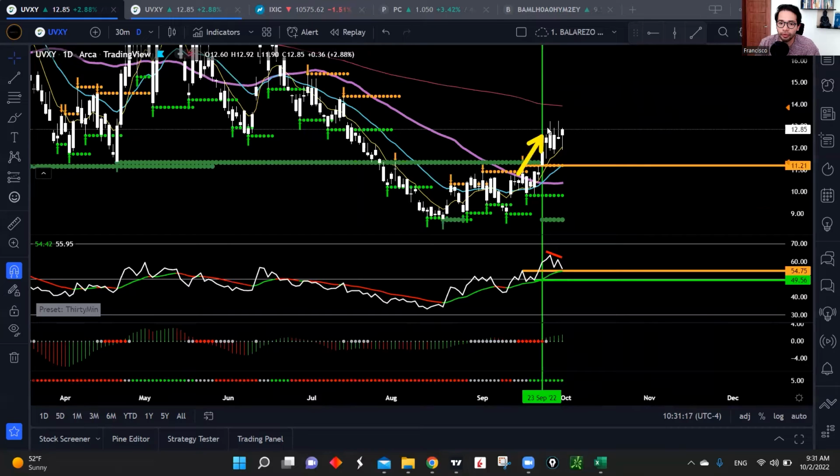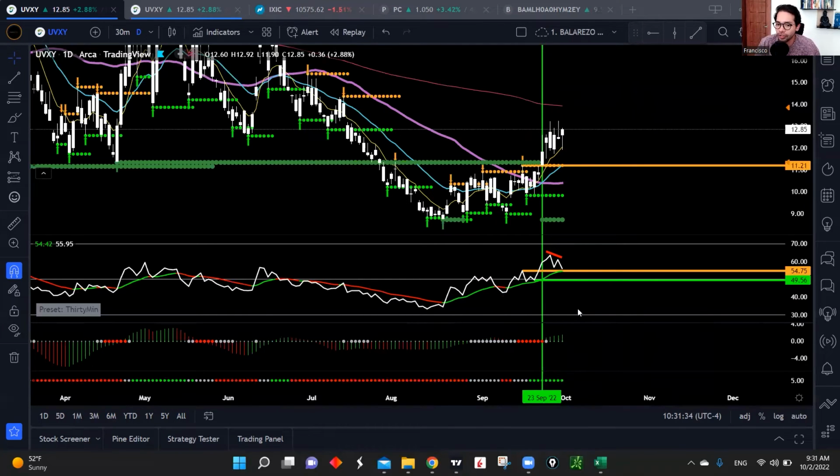You can see that we broke above this 50, right? You can see the declining 50 daily moving average, and that price broke above it. You can see that momentum is making higher highs and higher lows. That means that momentum is trending, therefore price is also trending, right?